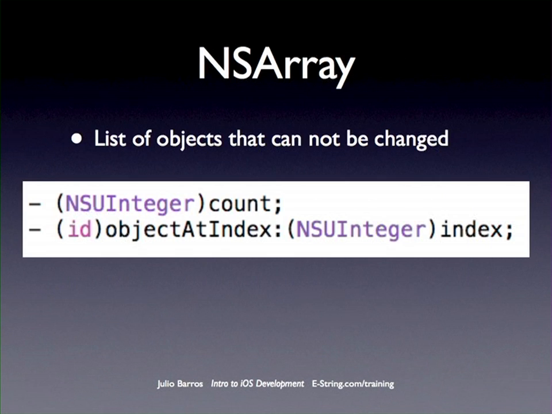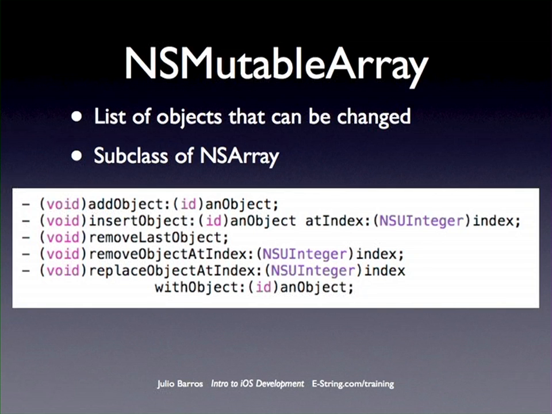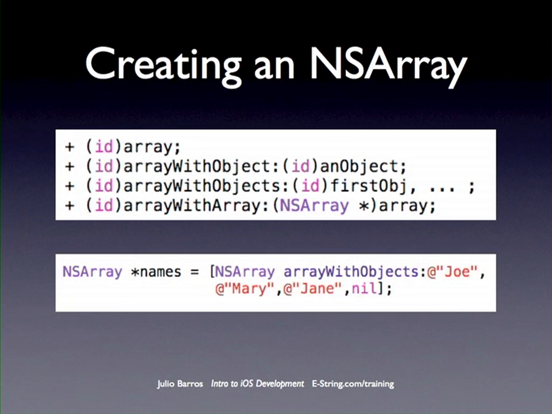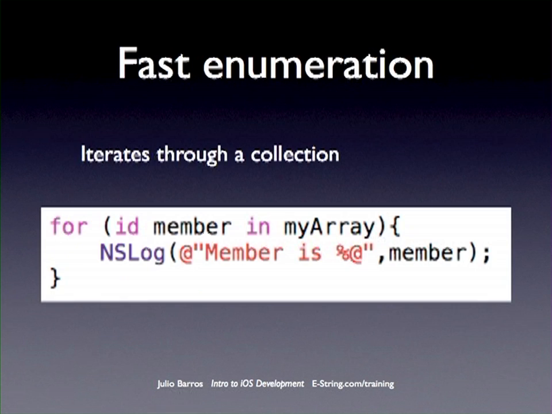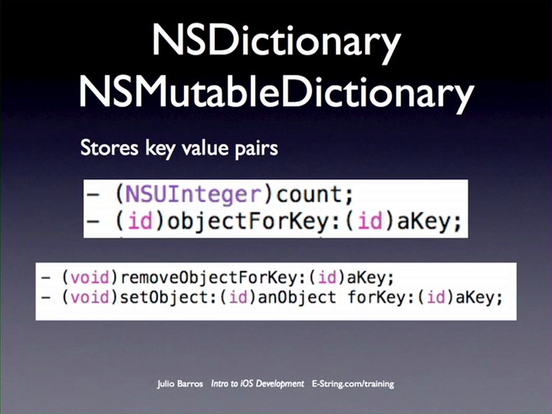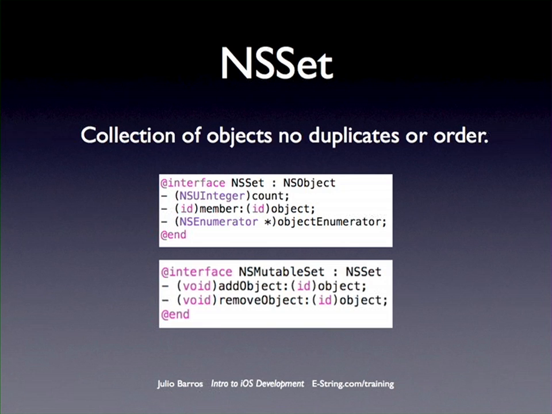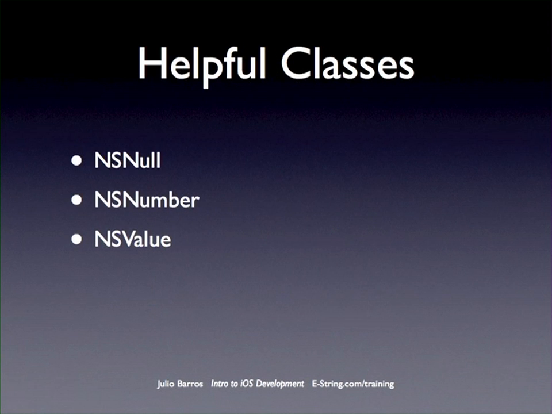NSArray manages a list of objects for you. But you can't edit it, so you'll want to use an NSMutableArray if you want to add and remove objects. There are lots of ways to create an array. And if you want to loop through objects in that array, the fast enumeration syntax is really great. NSDictionary and NSMutableDictionary store key-value pairs. These are like maps and hashes in other languages. NSSet is an unordered collection without duplicates. You can use fast enumeration with sets.